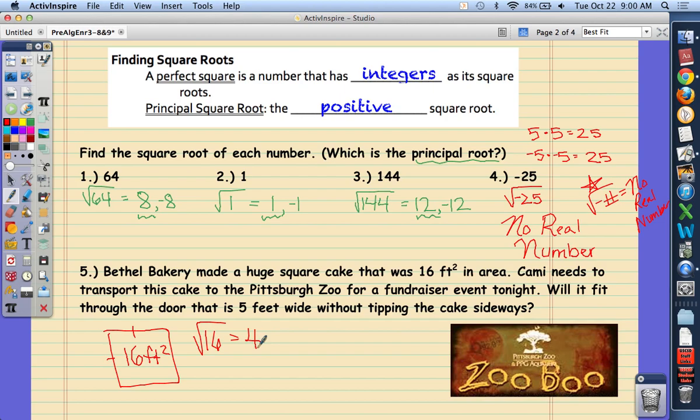We're just going to use the principal root for a word problem. -4 wouldn't make any sense. We can't have a negative length for a cake, right? Which means each side of the cake is 4 feet. So you guys tell me, what do you think? Will this fit through the door, or will I have to tip the cake? Nope, it'll fit. So will it fit without tipping? Yes.